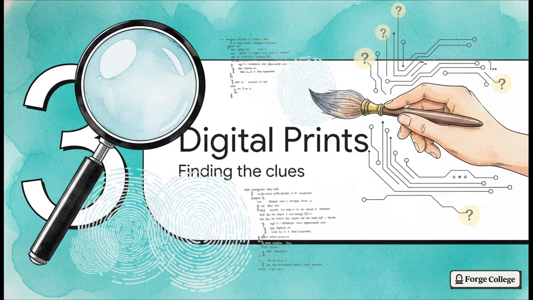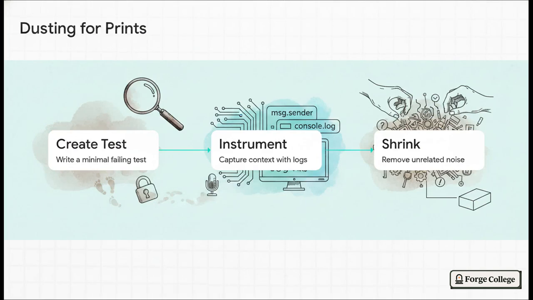Section 3. Dusting for digital prints. All right, it's time to pull out the magnifying glass and get our hands dirty looking for clues in the code. Our methodology here follows a super precise 3-step process. First, we write a minimal failing test that demonstrates the bypass.